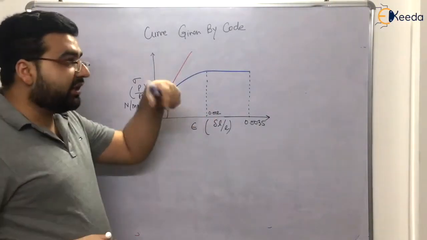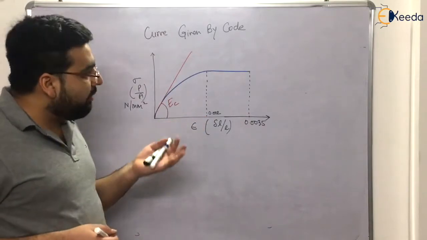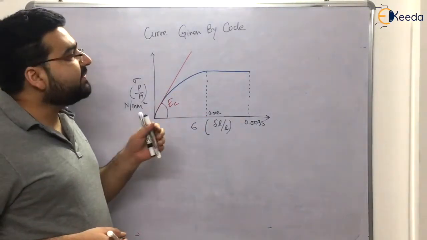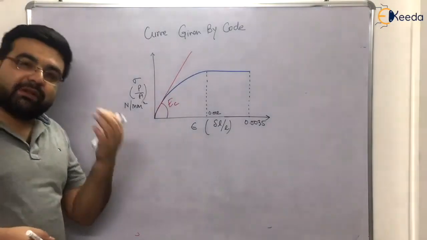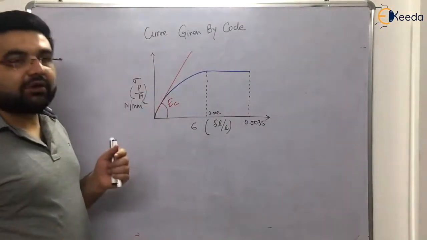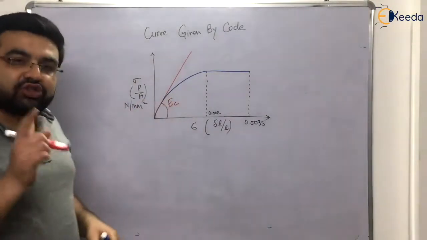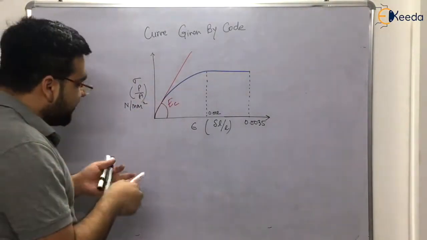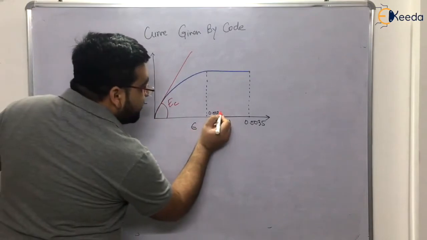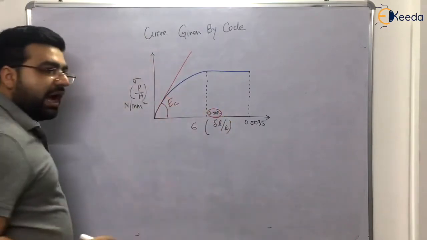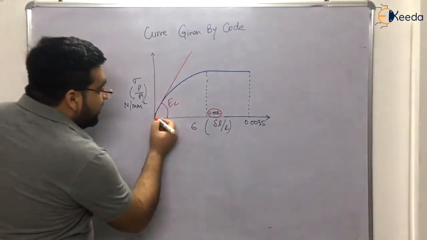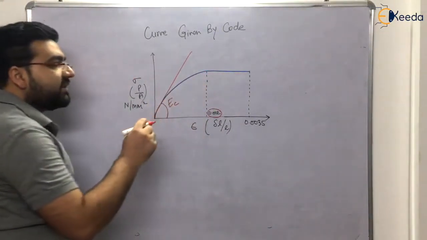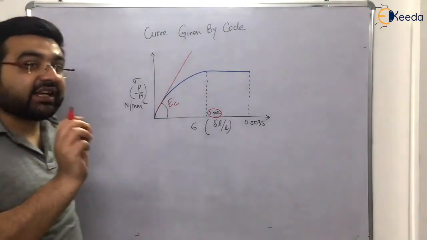I told you that the realistic graph which we get in laboratories makes it very difficult to grasp a lot of information. So to simplify that, IS 456 has given us this graph. The IS code says that up to a strain of 0.002, I am again repeating, up to a strain of 0.002, the concrete is elastic in nature.